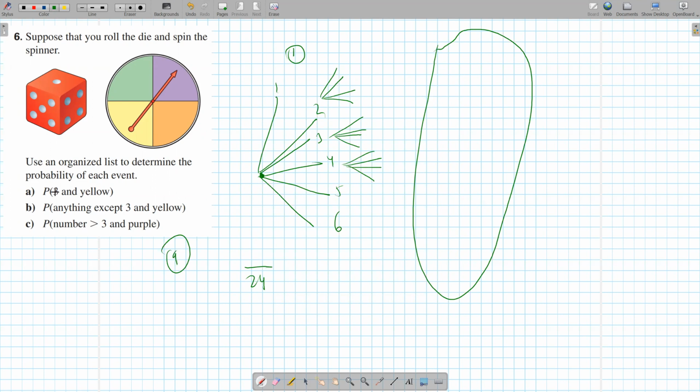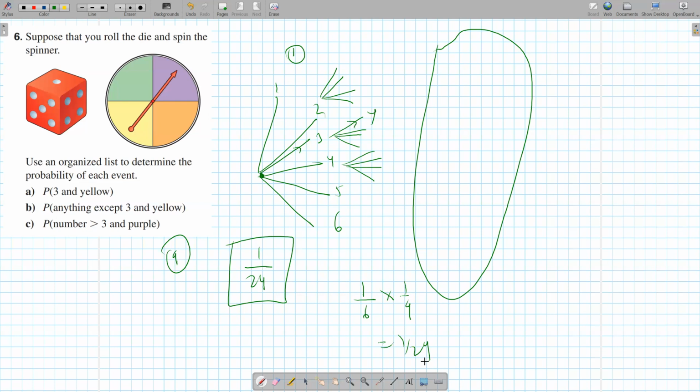The probability of getting 3 and yellow. So that means you go up here to 3, right? And then you go up here to yellow. There's only 1, yeah? So you can do 1 out of 24. So that's one way of thinking about it. The other way of thinking about it is this. To get a 3, the probability is 1/6. And to get a yellow, the probability is 1 out of 4, right? Independently. That gives you 1 out of 24 as well.